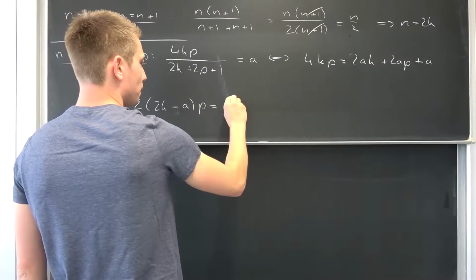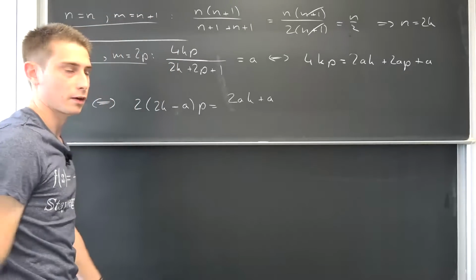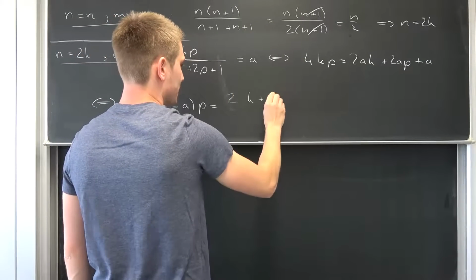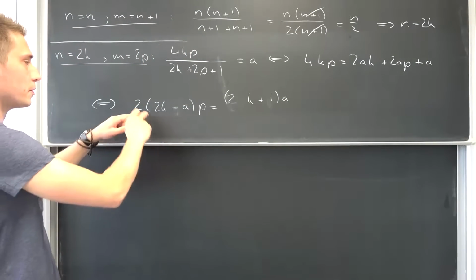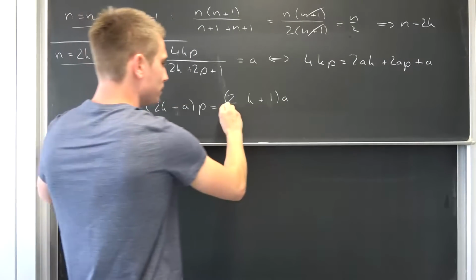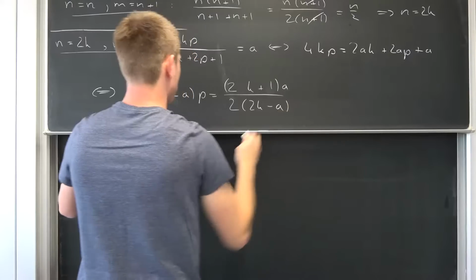being equal to 2 times a times k plus a. Okay, if you wish, you can also factor out the a on here. Okay, I really don't care. This is what we have. We can divide both sides by this right here, leaving us with an expression for our p.